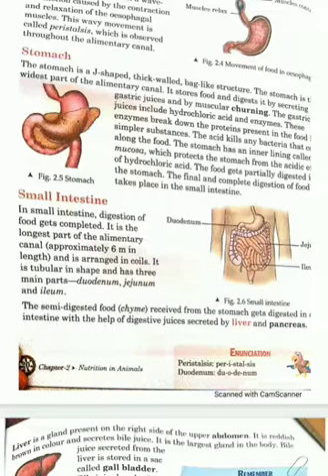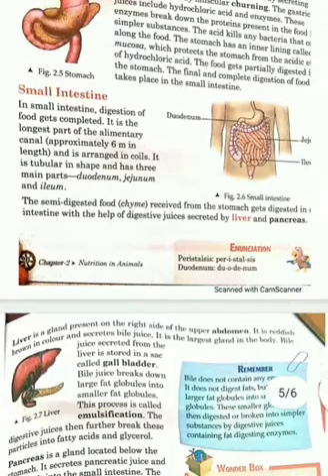So I think the last part left is mucus. The mucus is the part which protects our stomach wall from the action of this dilute HCl. So in our stomach we have three important things: dilute HCl, then pepsin, and the third one is mucus. So I think up to the stomach the things are clear to you.